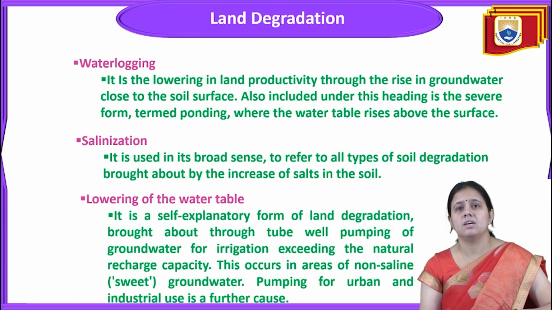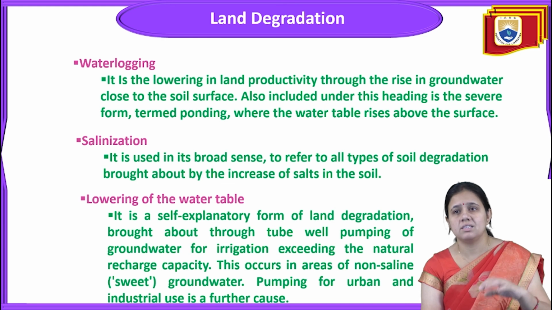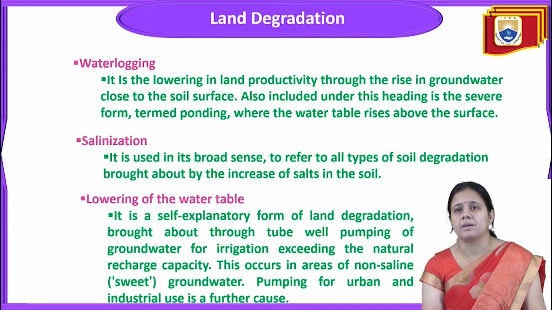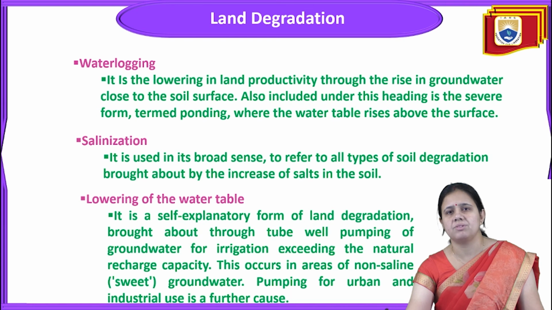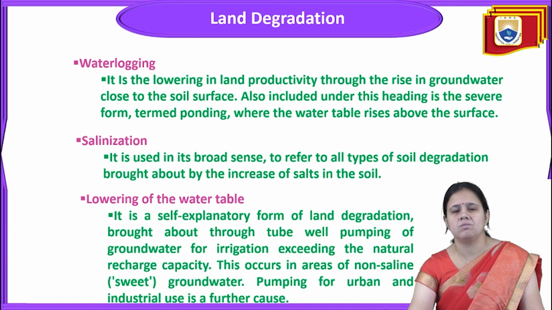Next is waterlogging. Waterlogging also causes land degradation, because it degrades land productivity through rising groundwater close to the soil surface. It also includes the sub form termed ponding, where the water table rises above the surface. So this is called a waterlogging condition, and this condition will lead toward the loss of productivity of soil.